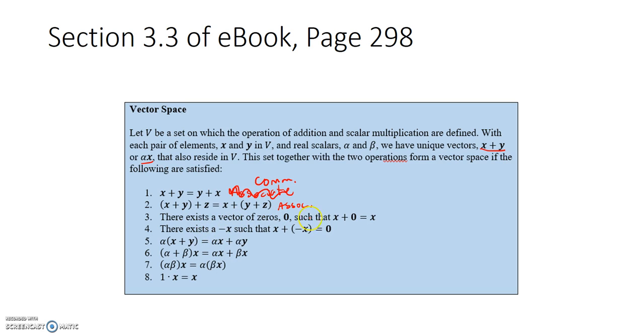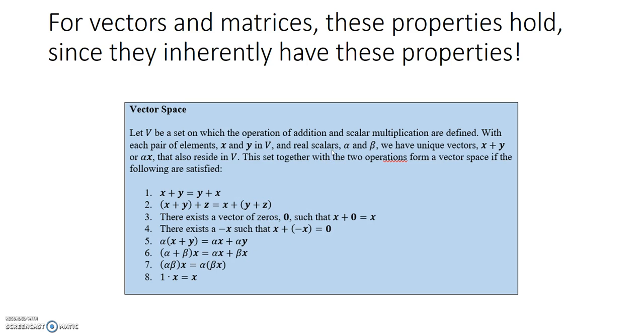And then this is what we typically call one of the identity properties: if you add the equivalent of 0 in that set to x, you still get x. A lot of these properties are ones that often hold. In fact, we already know that for vectors and matrices these properties hold, since matrices and vectors inherently have them. For example, if I scale the sum of x plus y, I could scale x, scale y, and add the results together. These are just properties that vectors and matrices have.